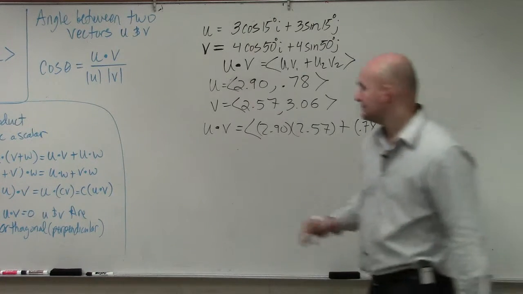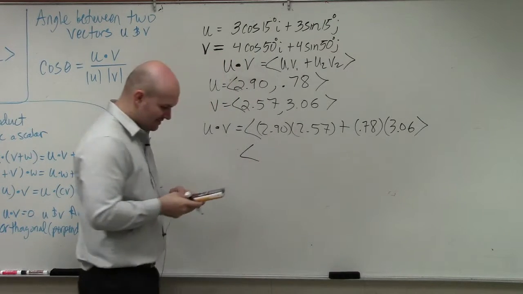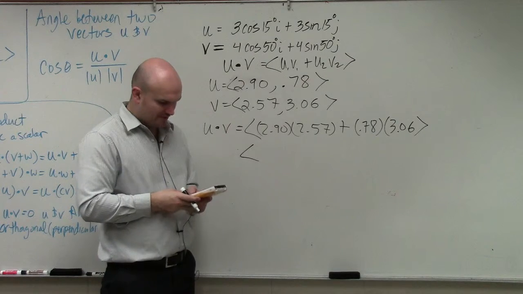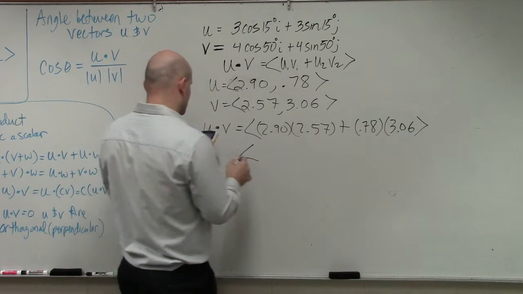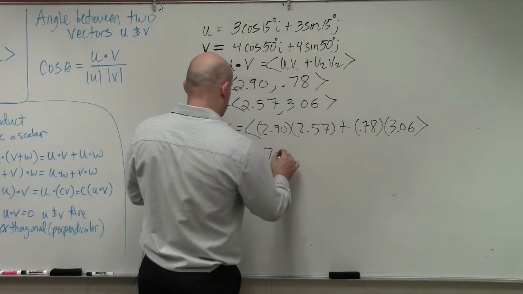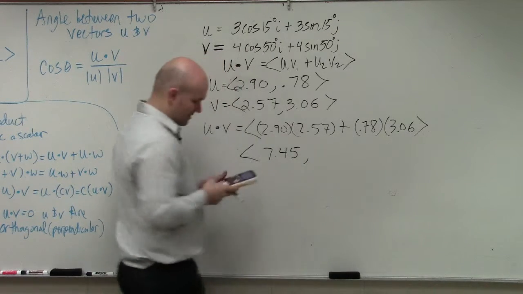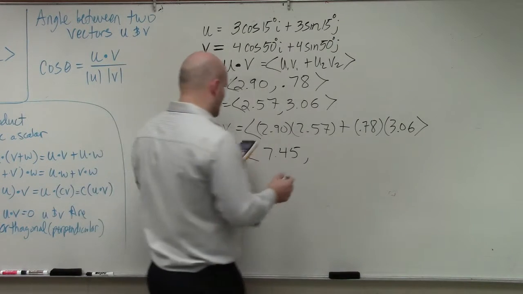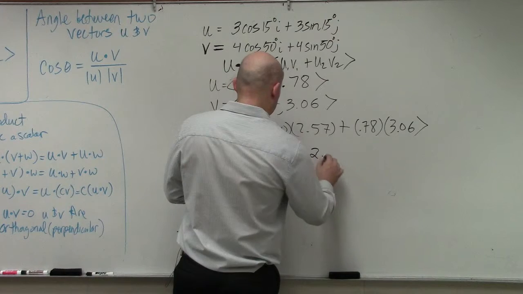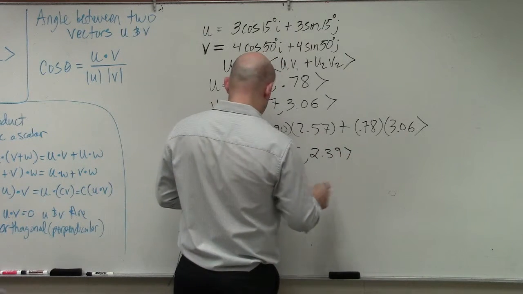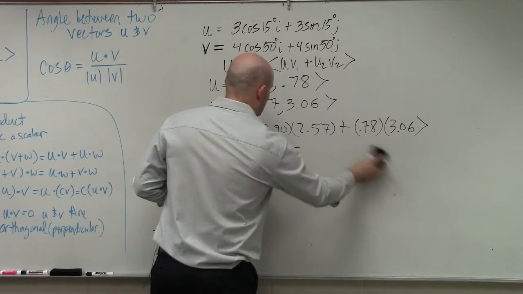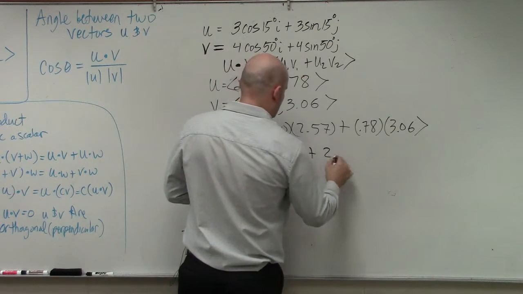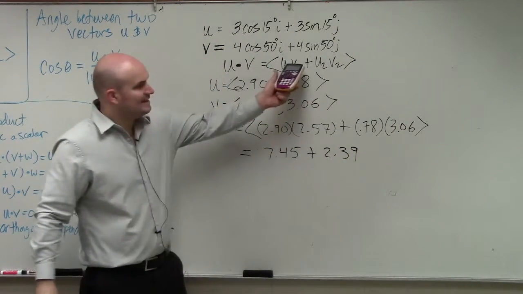Does everybody agree with me? So therefore, I do 2.90 times 2.57, and I get 7.43, again, round to the hundredth, so 7.45. And then I did 0.78 times 3.06, and I get 2.39. What am I doing? You're not creating a vector. You're adding them.